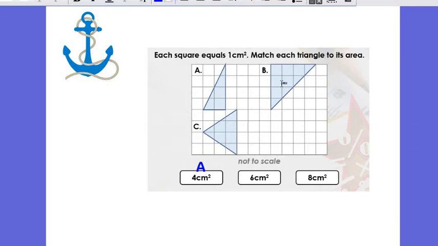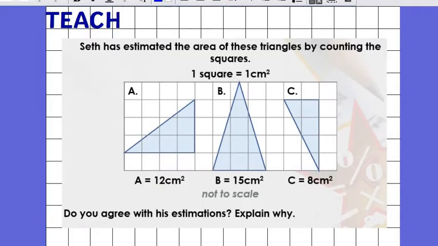Then next B, again, count the whole squares, 1, 2, 3, 4, 5, 6, then 2 half squares here make it 7, 2 half squares here make it 8. And then we can check the final one here. So whole squares, we've only got 1, 2. Okay, here 3, 4, 5, 6. So this is C. Have a look at the next question.